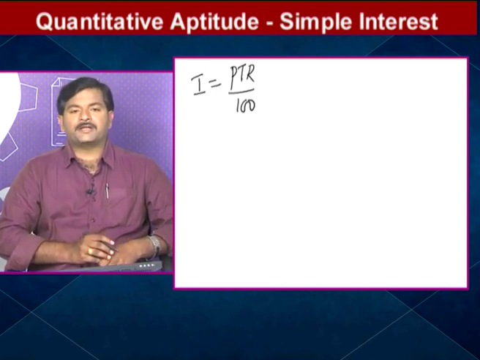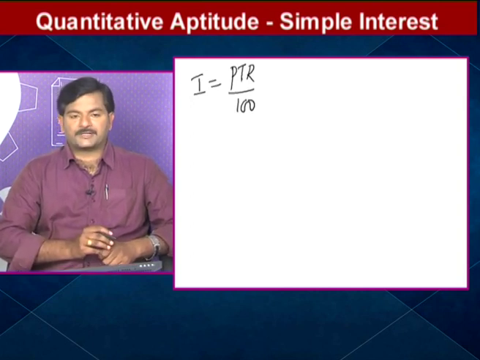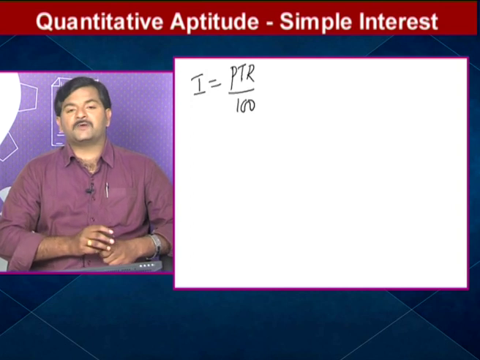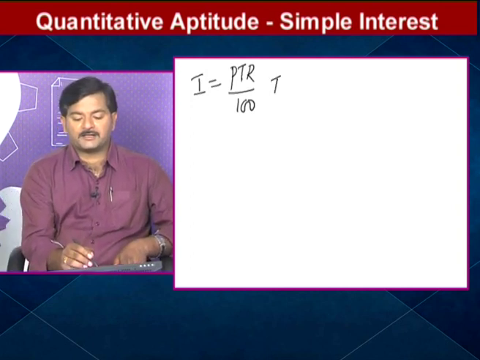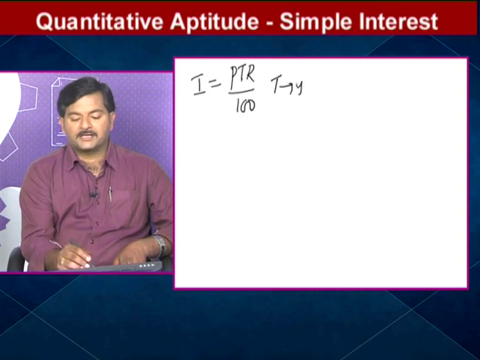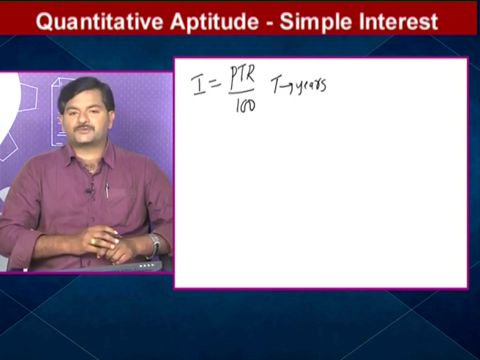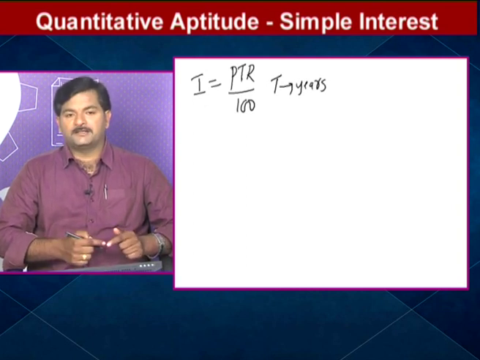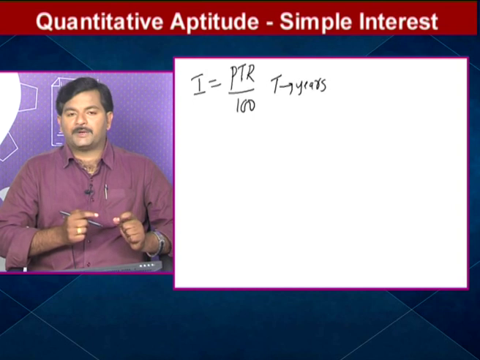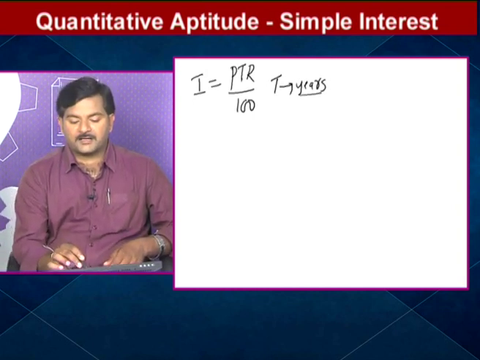In I is equal to PTR by 100, I means interest, P means principal or principal amount, T means time, R means rate of interest. Remember here, this time T should always be in years. If you want to substitute in this formula, or if you want to calculate interest or any other parameter using this formula, the time capital T must always be in years.